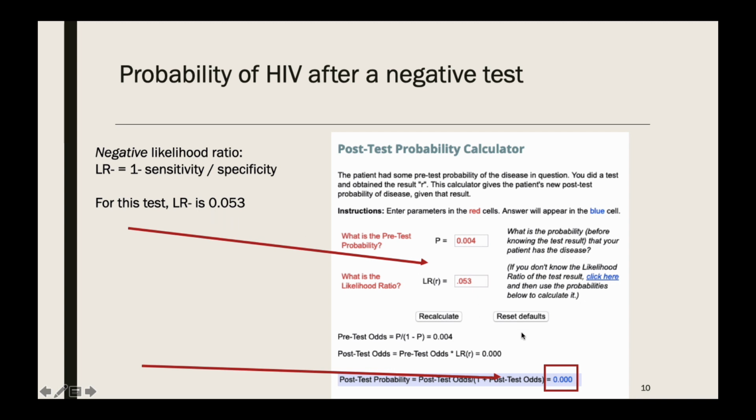We plug in 0.53 and do the calculation, and we see that the chance of that caller having HIV with a negative test, despite the test not being perfect, is close to zero. It means that there's very little chance they actually have HIV.